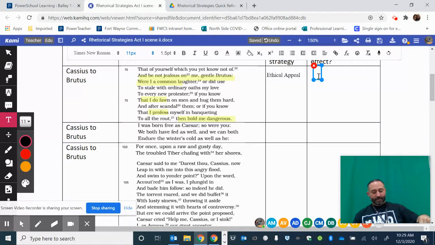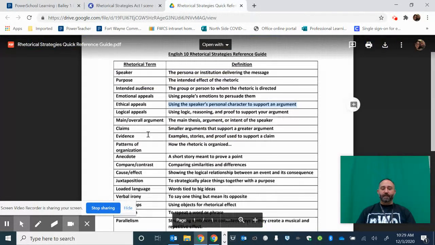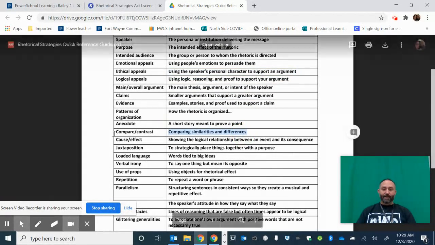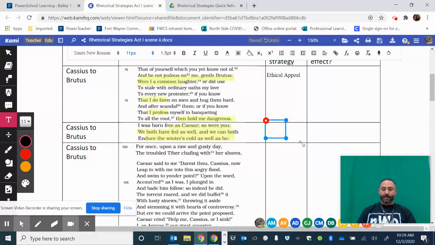So that right there needs a little bit of explaining. That brings me then to the next quote from the story, which is Cassius talking to Brutus. He says, "I was born free as Caesar, so were you. We both have fed as well, and we can both endure the winter's cold as well as he can." Well, what is it when you compare the similarities and differences between two sets of things? The rhetorical strategy on our list, in this case, is known as compare and contrast. So we're going to label this compare and contrast.